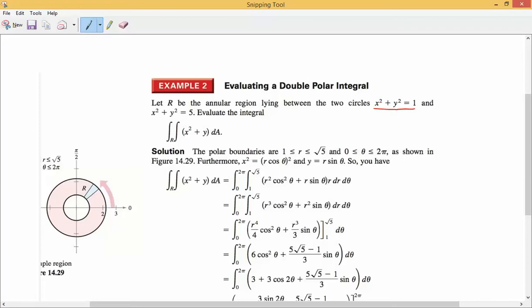Ellipsoid. No, it's not ellipsoid. That's not a circle. Red triangle?